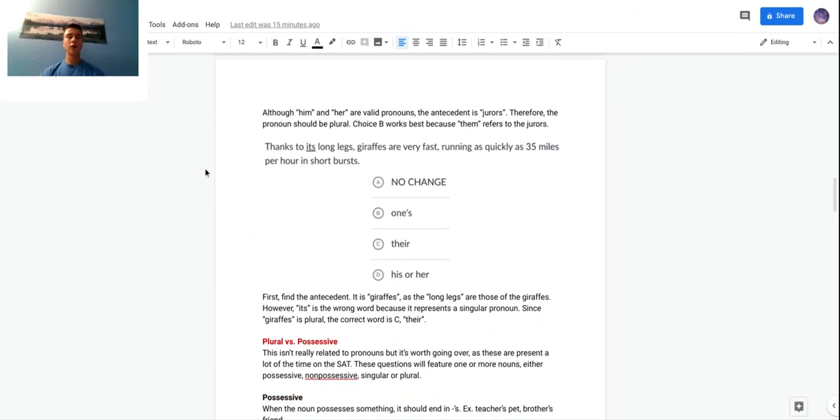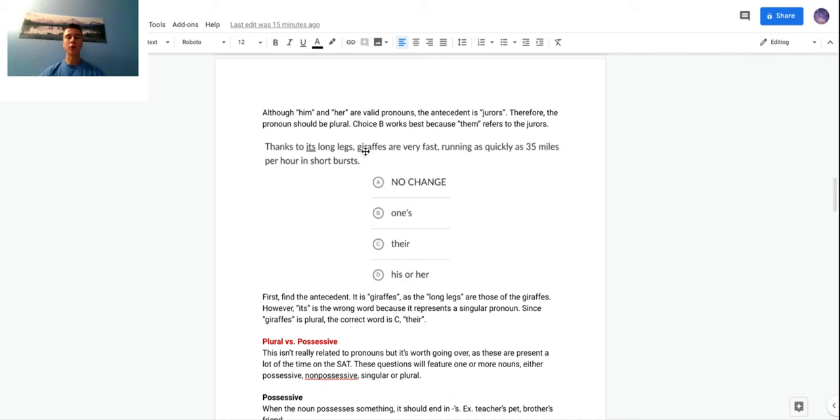Here is another example question. Thanks to its long legs, giraffes are very fast, running as quickly as 35 miles per hour in short bursts. So we want to see if the plurality of the pronoun and antecedent match up. So it right here is a singular pronoun, and it says its long legs. This is a possessive noun, so the antecedent has to be something that owns the long legs, which we can clearly see is the giraffes.